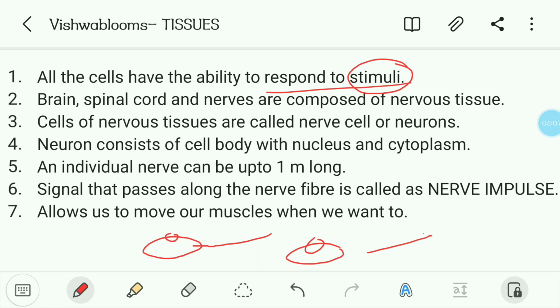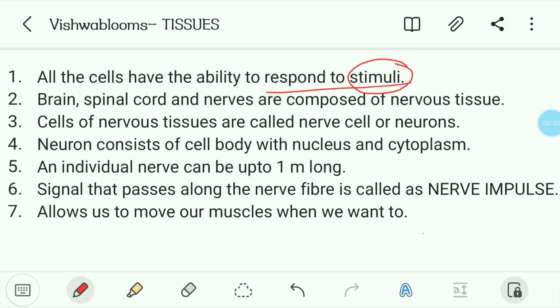So taking your hand off is a response to stimuli. Here the pan is the stimulus, and you moving your hand away from it is the response to the stimulus. I hope you understood this stimuli part. So these cells have the capability to respond to stimuli, and that's the example I have given.